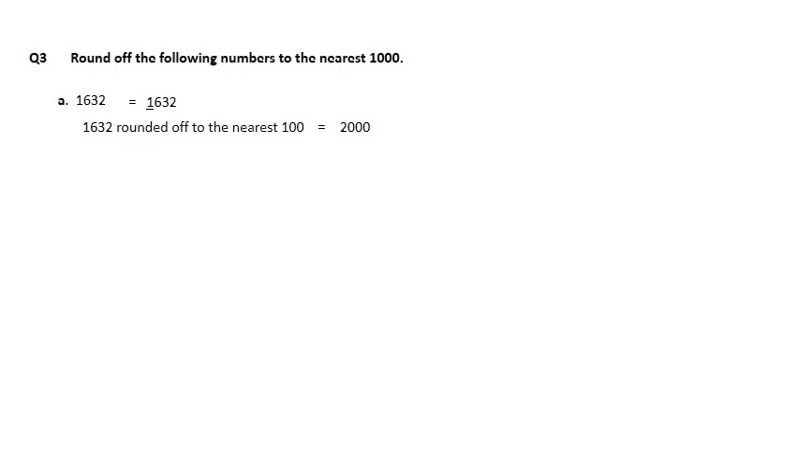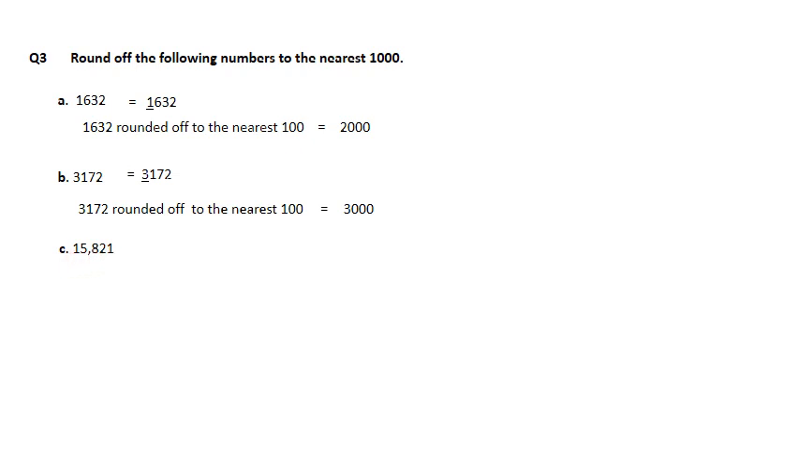That means 1632 when rounded off to the nearest 1000, your answer is 2000. Next one, 3172. First underline the thousands place. Now look at the hundreds place. The hundreds place here is 1, which is less than 5. So this 3 will stay as it is, and hundreds, tens and ones will become 0. So your answer is 3000. That means 3172 when rounded off to the nearest 1000, the answer is 3000.